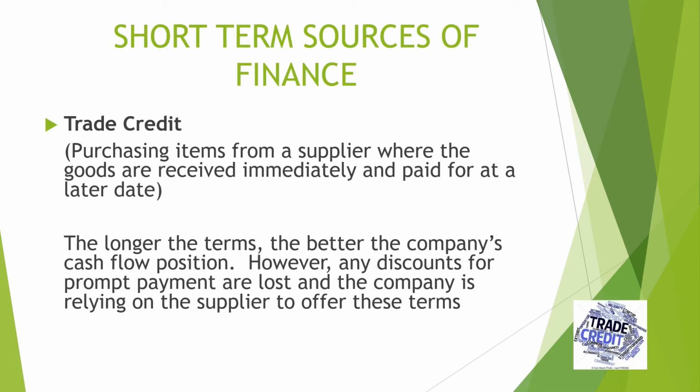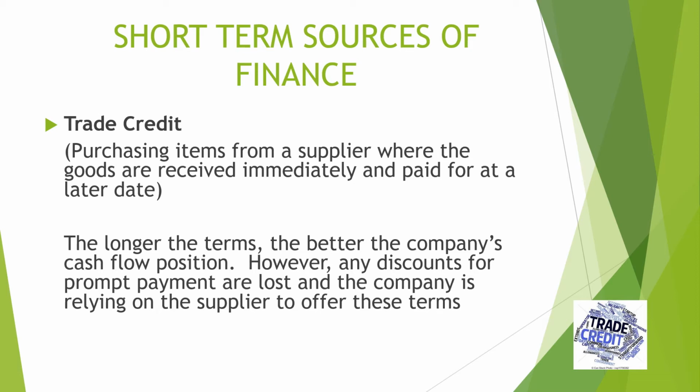The next one is trade credit, and trade credit is where you're buying products, supplies, assets from someone and you pay them back at a later date. So this is purchasing items from a supplier where the goods are received immediately and paid for at a later date. You're basically buying on credit, and we call that trade credit. The longer the terms, the better the company's cash flow position. Now, what we mean by terms is the length of time that they're allowing you to pay this back.